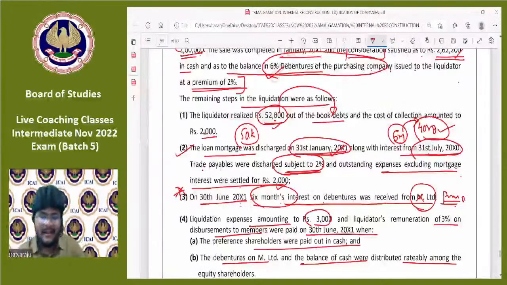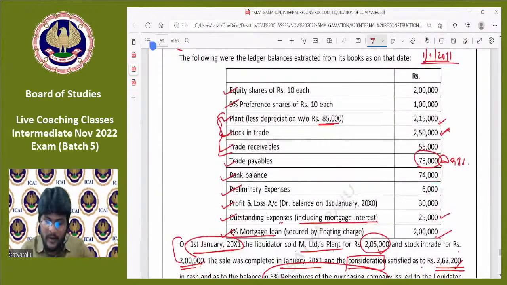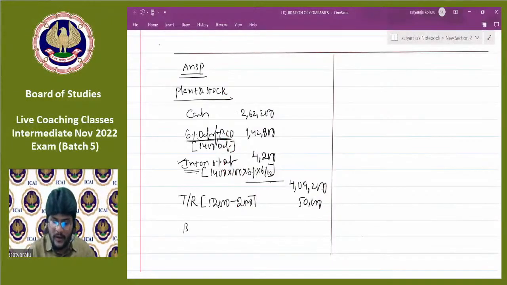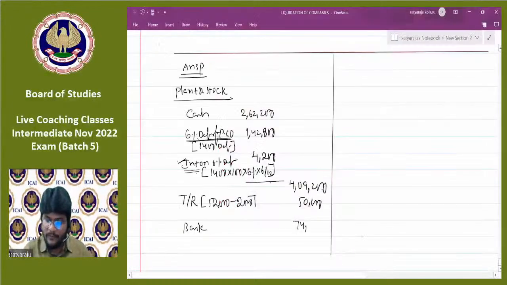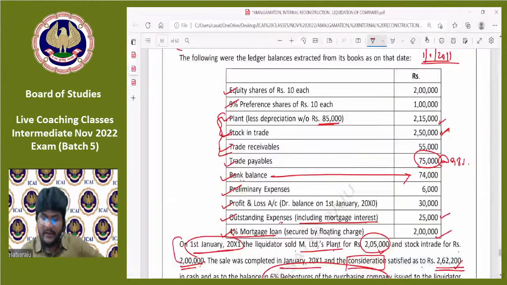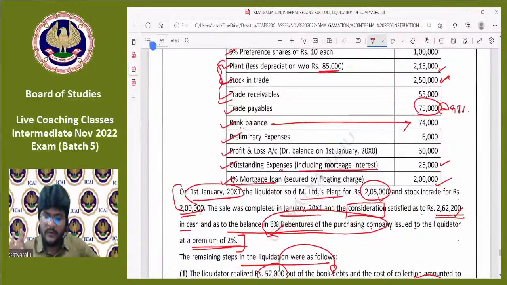Is there any other asset not specifically pledged? Stock in trade over, plant over, trade receivables over. These 3 items over. Trade payable is a liability. Bank balance is there, which is also an asset not specifically pledged. Bank balance, how much? 74,000. Fine. Is there any other asset not specifically pledged? Preliminary expenses is not an asset that can be realized, it is a fictitious asset. Outstanding expenses, 4% mortgage loan. Fine, guys. There is no other asset available. All the assets we considered.